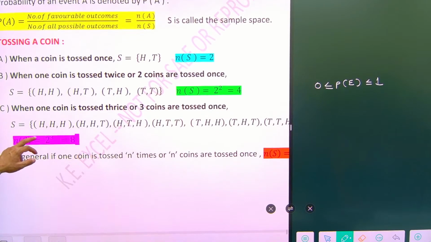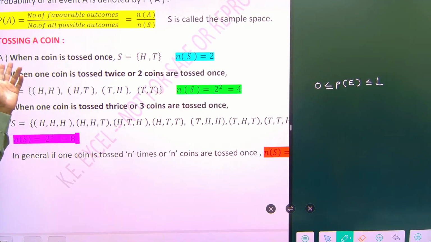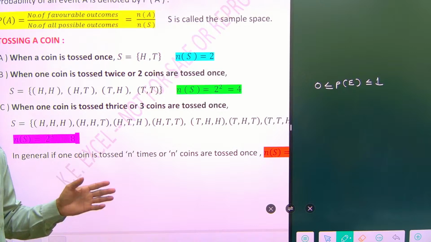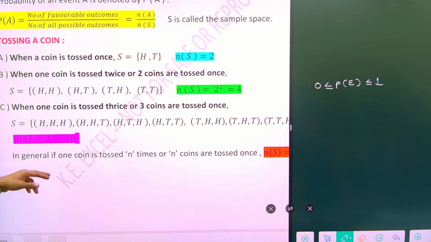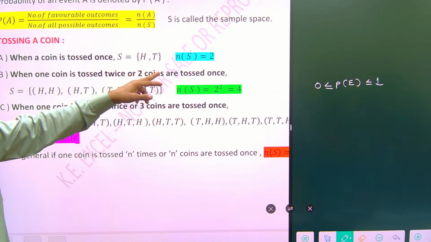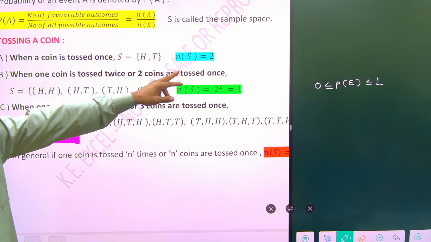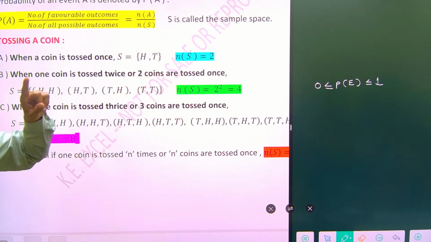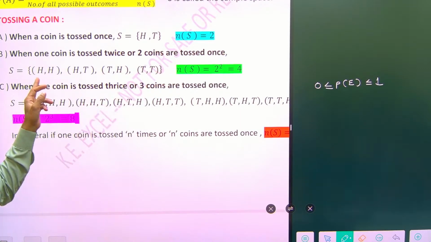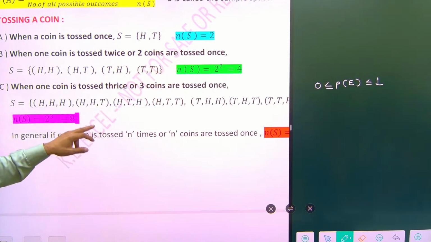Probability of an event P of A is equal to what? Number of favorable outcomes by number of total possible outcomes. What is S here? S means what? Sample space. I told you it is a set of all possible outcomes. All possible outcomes, if you write in one set, that is sample space. We have written when one coin is tossed. There is a formula also. 2 power 1 it is. If one coin, 2 power 1. If two coins, 2 power 2. HH, HT, TH, TT, 2 power 2, 4.